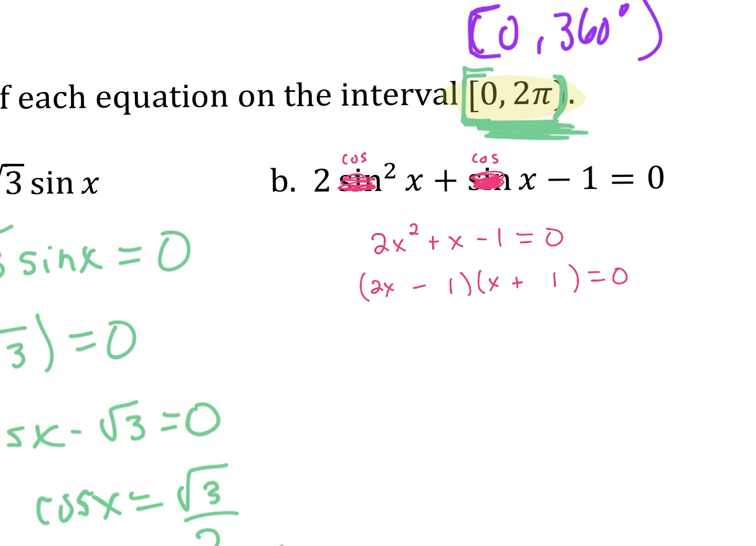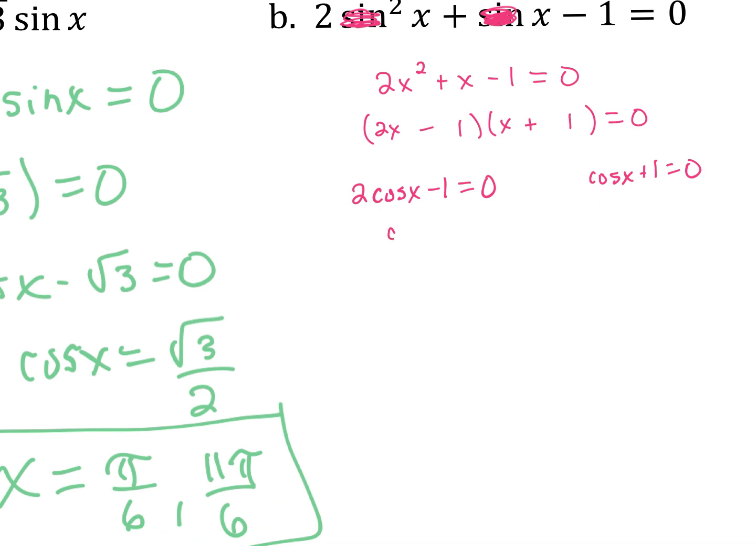All right, in this next step, I want to rewrite so that I've got my cosine back in there. So I want to say 2 cosine of x minus 1 equals 0. And then, oops, I'm sorry, not a 2. All right, Ireland, pay attention. Cosine of x plus 1 equals 0. And we're going to solve each of these. So we get that cosine of x equals 1/2, and cosine of x equals -1.